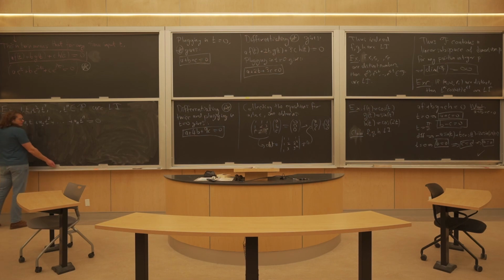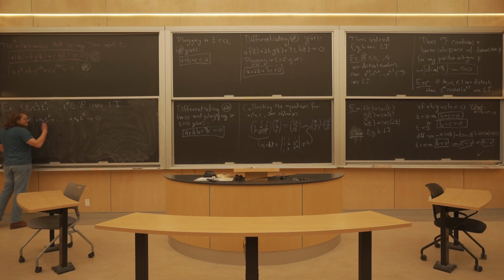So you see, what you can do is this. Plug in t equals 0, everything except the constant term is going to vanish, right? So if I plug in t equals 0, all of these guys are going to vanish, and I'm going to have a0 equals 0. Okay?